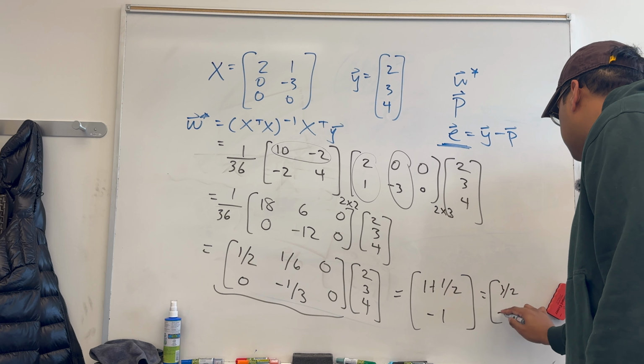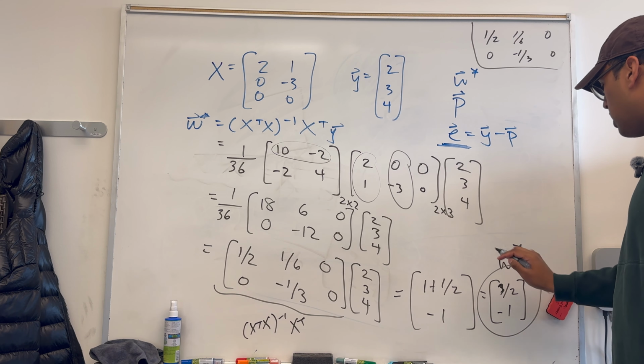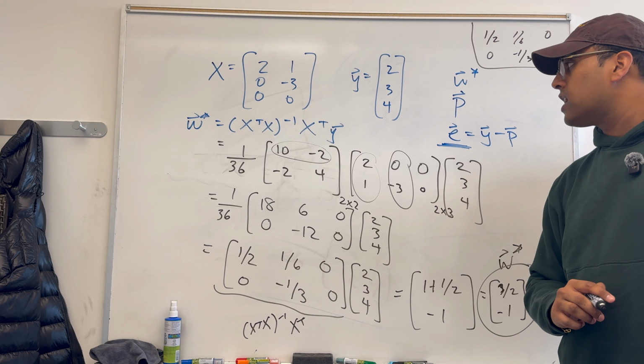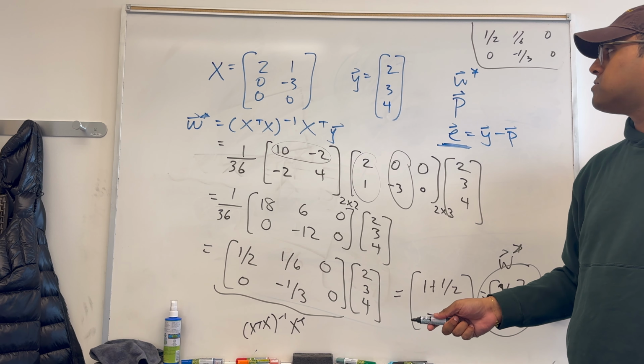And this matrix, X transpose X inverse X transpose, for reasons you're going to see in just a moment, I'm going to write over here. I'll write it small, but we'll write it up bigger later on. So this is our W star: 3/2 and negative 1. That's telling us that if we want to make a linear combination of X's columns that's as close to Y as possible, the way you do that is by taking 3/2 of the first column and negative 1 of the second column. So what is that actual projection?